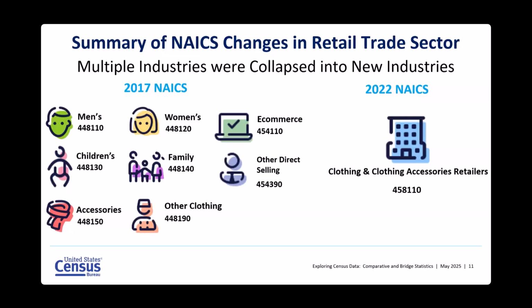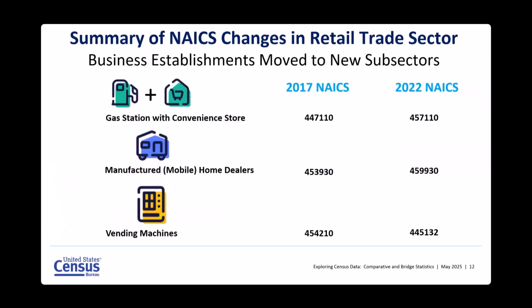This slide just shows a more involved example of the changes to the retail trade sector. In 2017, there were specific 6-digit codes for each of the kinds of apparel retailers highlighted. And in 2022, these were all collapsed to the same 6-digit code, NAICS 458110, clothing and clothing accessories retailers. And this slide just shows a simple example of industries that changed codes, but were not combined with other industries.